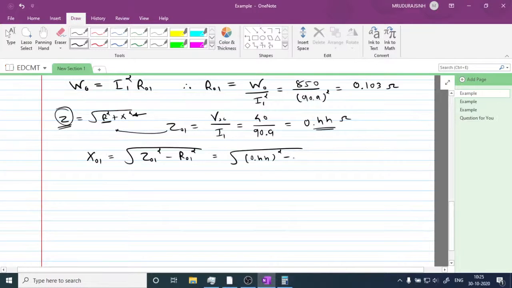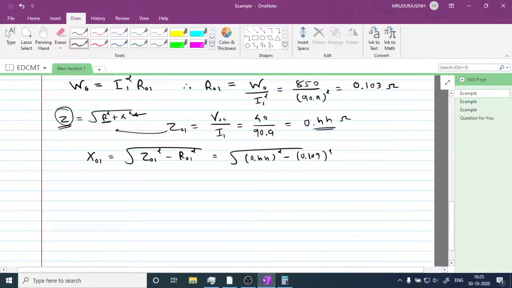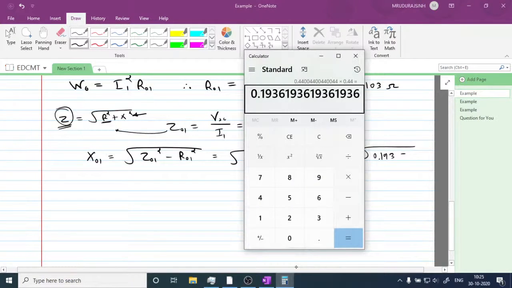So 0.44 into 0.44 gives us 0.193. So this is 0.193 minus 0.103 into 0.103, which is 0.0106.